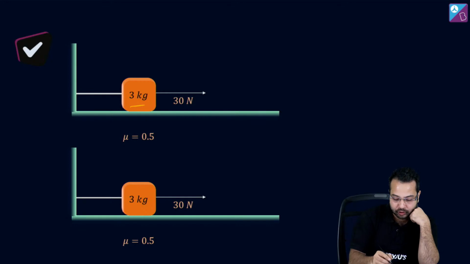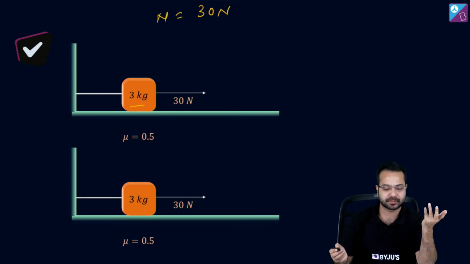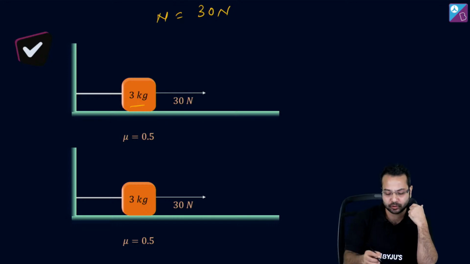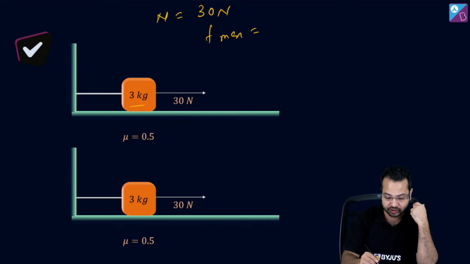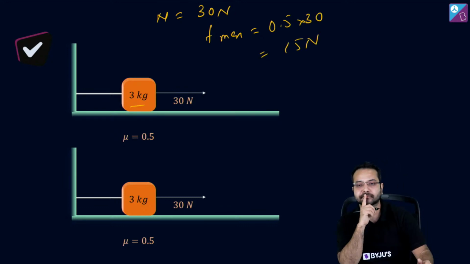So first of all, the normal force is going to be 30 Newton, okay? It's too simple to explain. The normal force is going to be 30 Newton. So the maximum value of friction, the maximum value of static friction is going to be 0.5 into 30, that is 15 Newton. Is that correct?